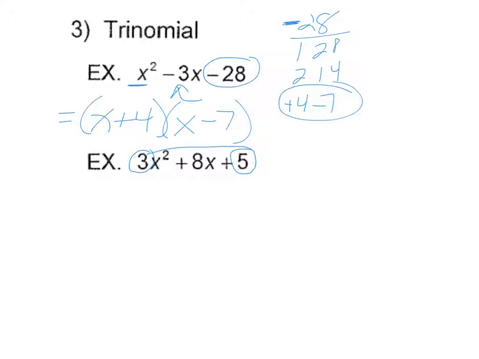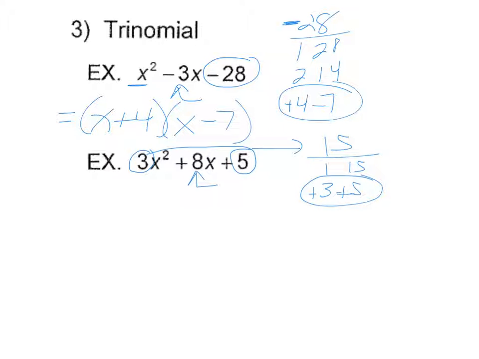So what I do is I multiply the first number times the last number. 3 times 5 is 15. I think of all the things you multiply to get 15: 1 and 15, 3 and 5. And again, I'm trying to get the middle number. I'm trying to get a positive 8. So I would choose the 3 and the 5, both positive.